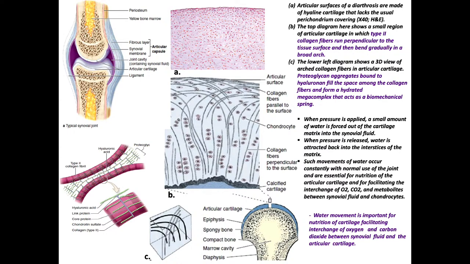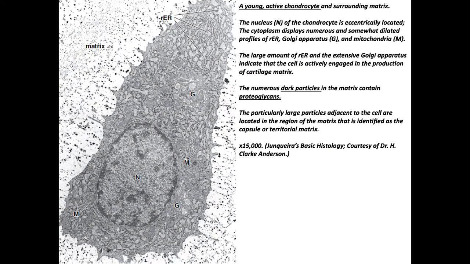So, besides that, what we have here is a young active chondrocyte. What does it mean, young active chondrocyte? It means that the chondrocyte is able to synthesize the extracellular matrix, collagen fibers, and you can see the difference between the territorial and interterritorial matrix here clearly. Look, a smaller amount of collagen fibers here and quite a big amount in the interterritorial matrix. But these dark dots, they are glycosaminoglycans.